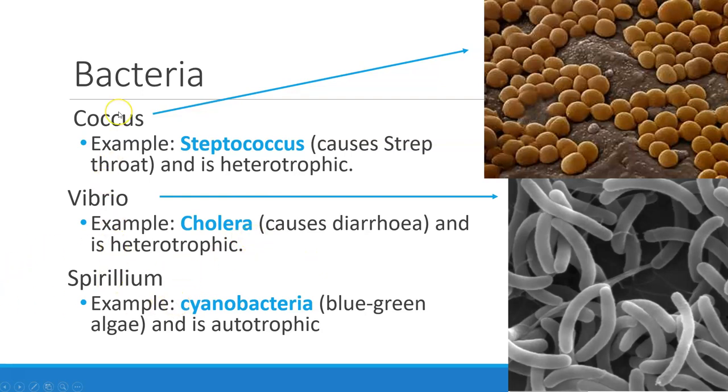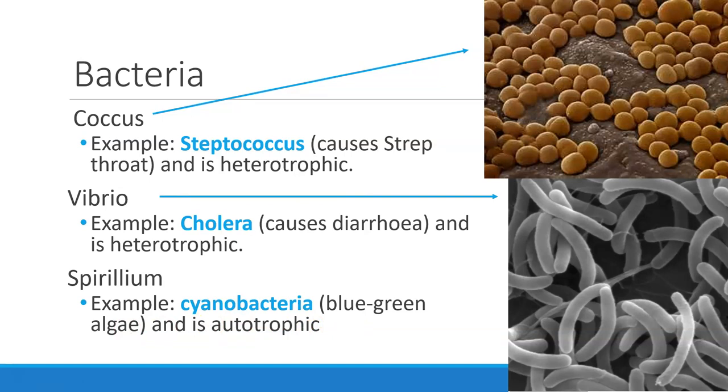So these are all different shapes, by the way. Coccus is pea-shaped, whereas Vibrio is more of a little curved one, and Spirulium, as the name would suggest, is spiral. An example is cyanobacteria, also most commonly known as blue-green algae, and it's autotrophic. What that means is that it photosynthesizes to get its energy.